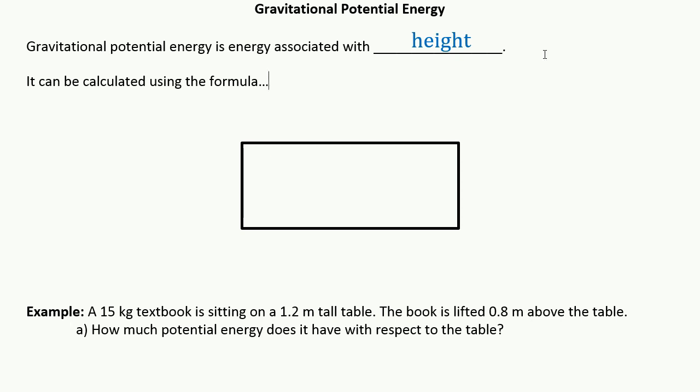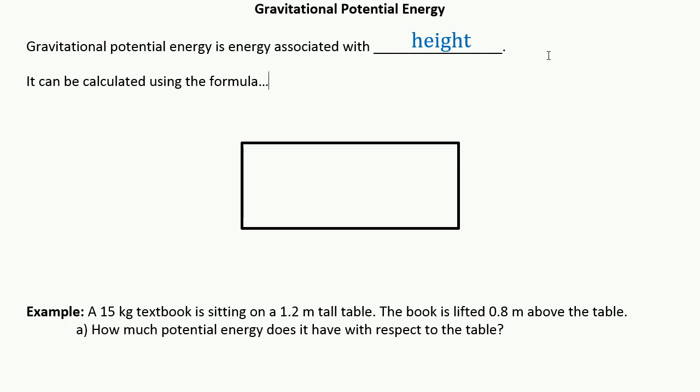Now, we're going to calculate this using a formula. But first of all, before I give you the formula, let's just think intuitively about this idea of energy and height. Imagine you look beside you and you see a rock sitting on the ground. You would be pretty surprised if that rock suddenly started to move. That rock doesn't have a lot of potential for motion. It doesn't have a lot of potential energy. And indeed, we'd probably say that rock has zero gravitational potential energy.